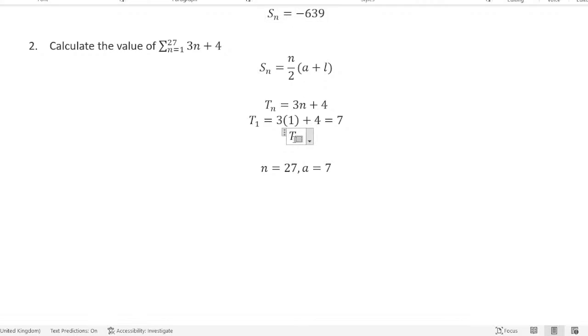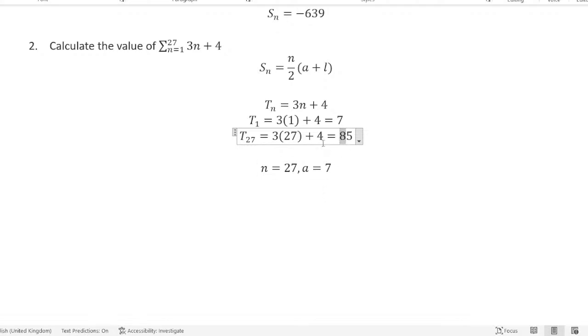T27 is equal to... we substitute where there's n, we put 27. 3 into 27, right, plus 4. So what is the value of L? 3 into 27 plus 4. You can use the calculator, then you get an answer of 85. So now we have the last term as 85.